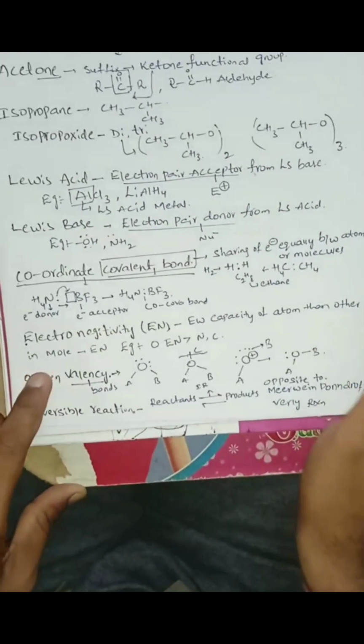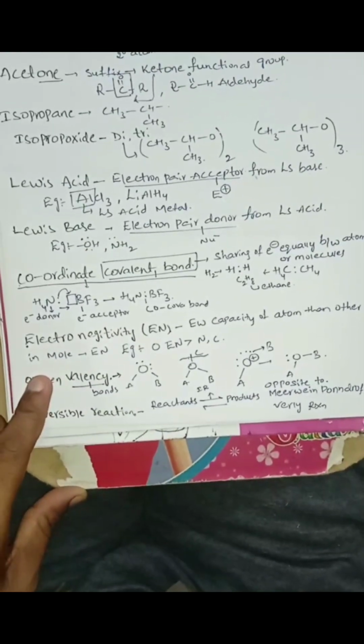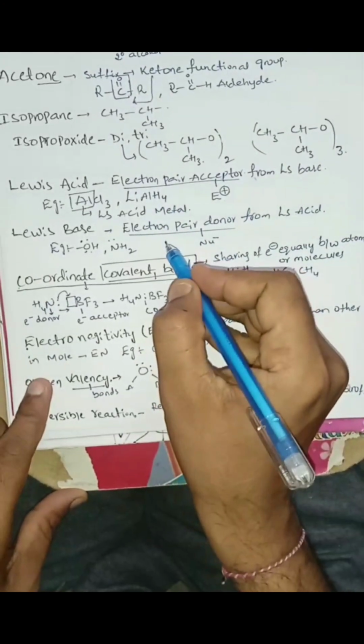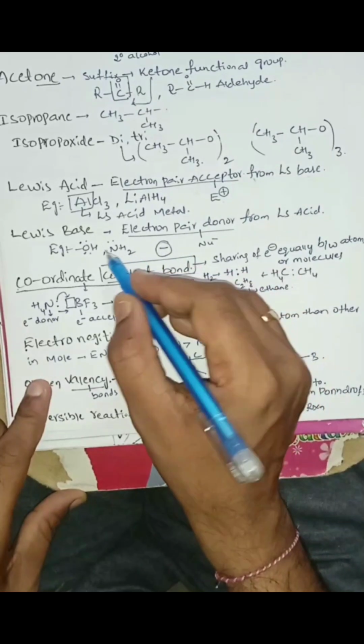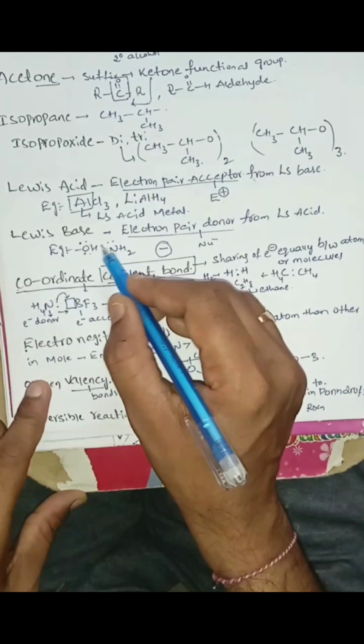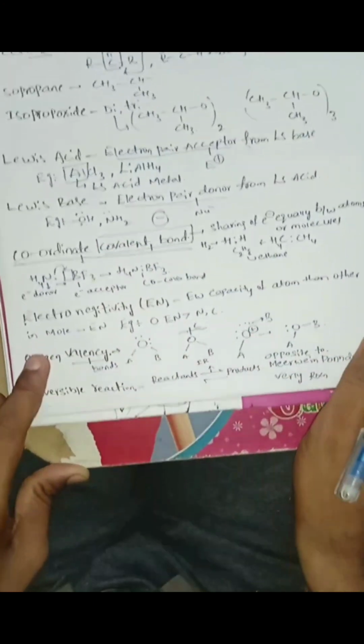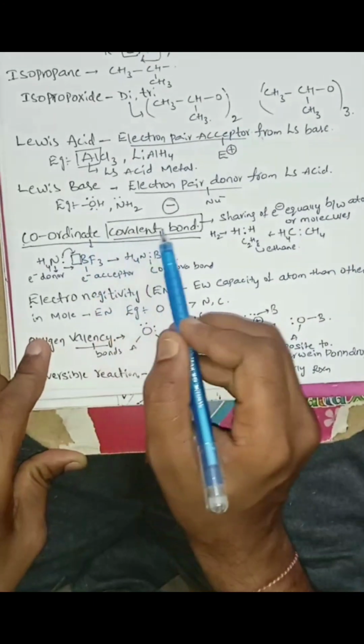So those Lewis bases may have a negative charge, having one more electron pair, or be in a neutral state, that means with a lone pair of electrons. So next, coordinate covalent bond.